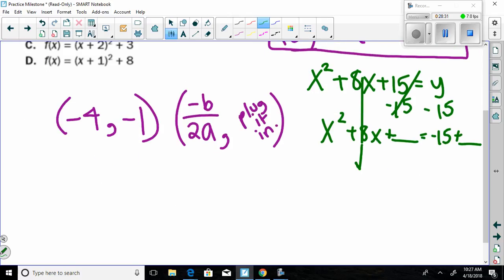Does that make sense? So what would your vertex be if you're looking at that? What would your x coordinate of your vertex be? -4. Remember, everything in parentheses is always the opposite of your actual x coordinate. And then what would your y coordinate be? -1. Does that make sense? Yes. Cool. All right, next one.